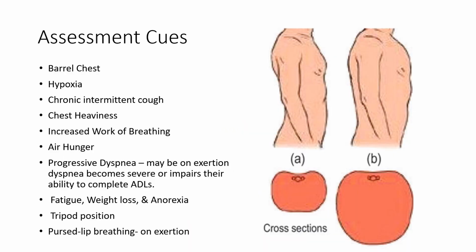In a nutshell, and this is from Harding, the patients can present again with barrel chest, and that is the image you'll see, right? When we consider barrel chest, the chest is more bellowed out. Hypoxia, chronic intermittent cough, chest heaviness, increased work of breathing, air hunger. Air hunger looks like someone who is fighting to breathe. They can have progressive dyspnea, and it may be on exertion, and it may become more severe when they try to complete ADLs. This patient may present with fatigue, weight loss, and anorexia.